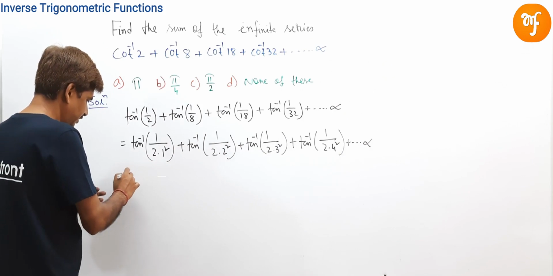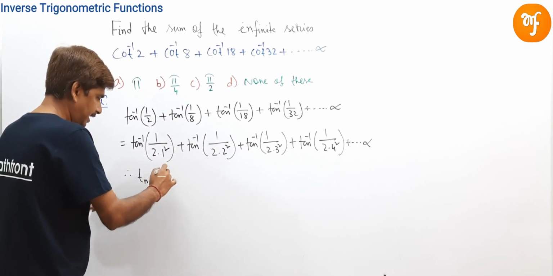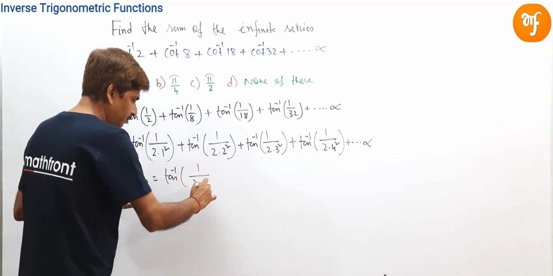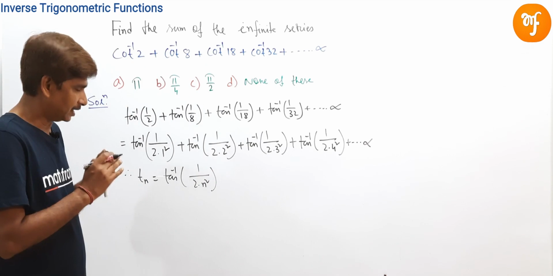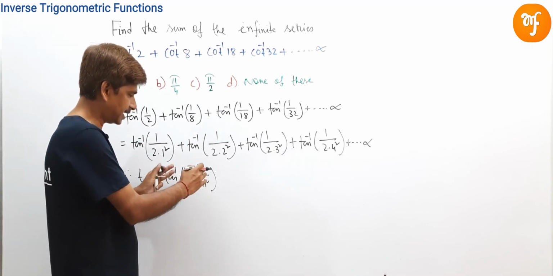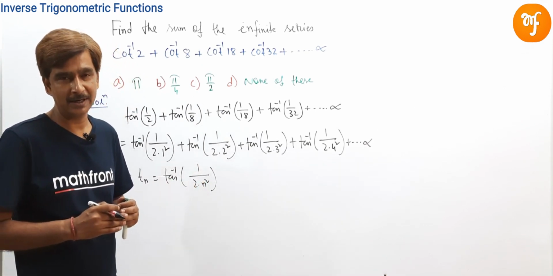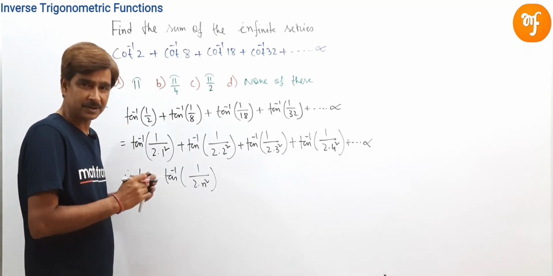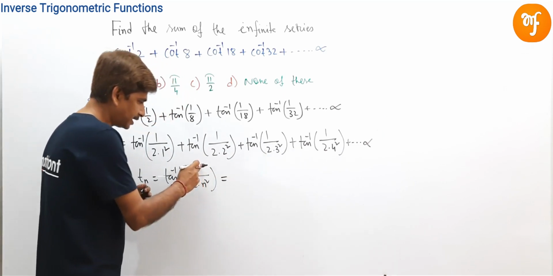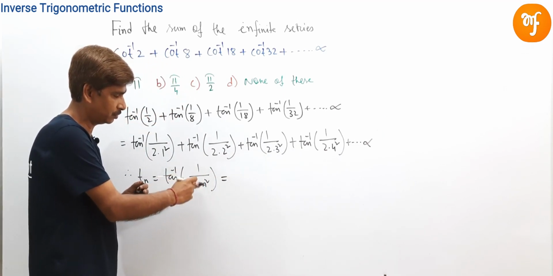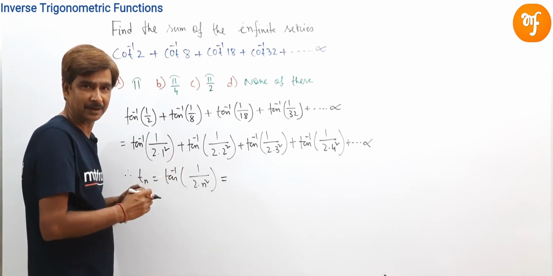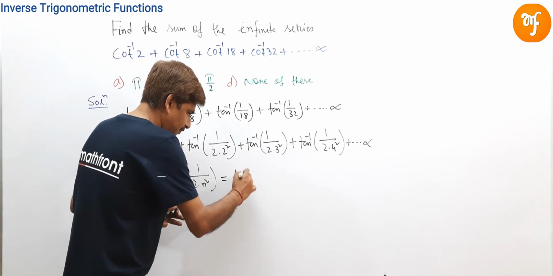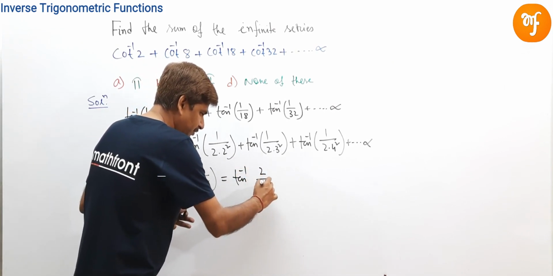will be tan inverse of 1 divided by 2 into n square. Now, we have to express this tan inverse of 1 divided by 2 into n square in the form of tan inverse x minus tan inverse of y. To do this, we'll first multiply and divide by 2 in the numerator and denominator inside the bracket. So this can be written as tan inverse of 2 divided by 4n square.